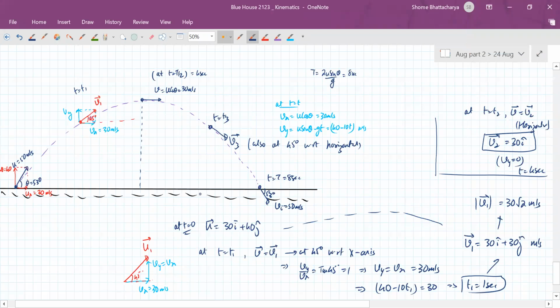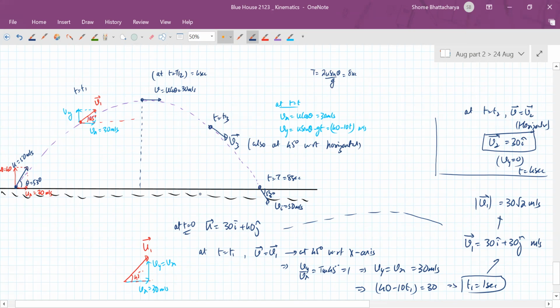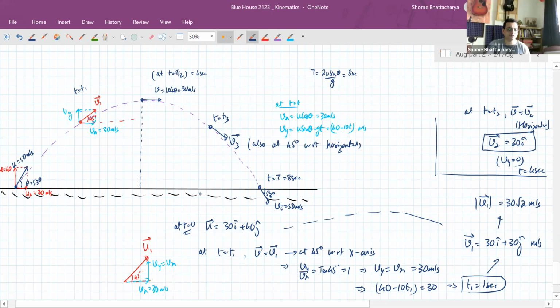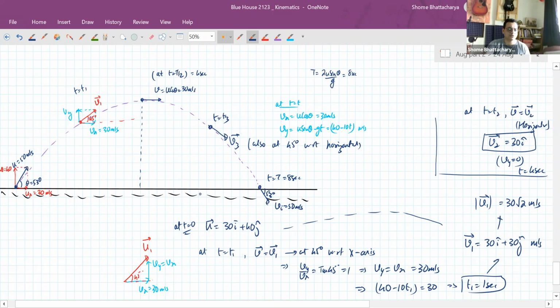Sir, this can be done by symmetry also, right? Exactly. Now you can see that t1 and t3 are symmetrical times, so it's even more convenient. So t1 plus t3 should be equal to how much? The capital T, the total time of flight. Directly you can see it by symmetry. And the magnitude of v1 should be equal to the magnitude of v3. Only the y component is reversed. That one is 30 i cap plus 30 j cap. This one should become 30 i cap minus 30 j cap.